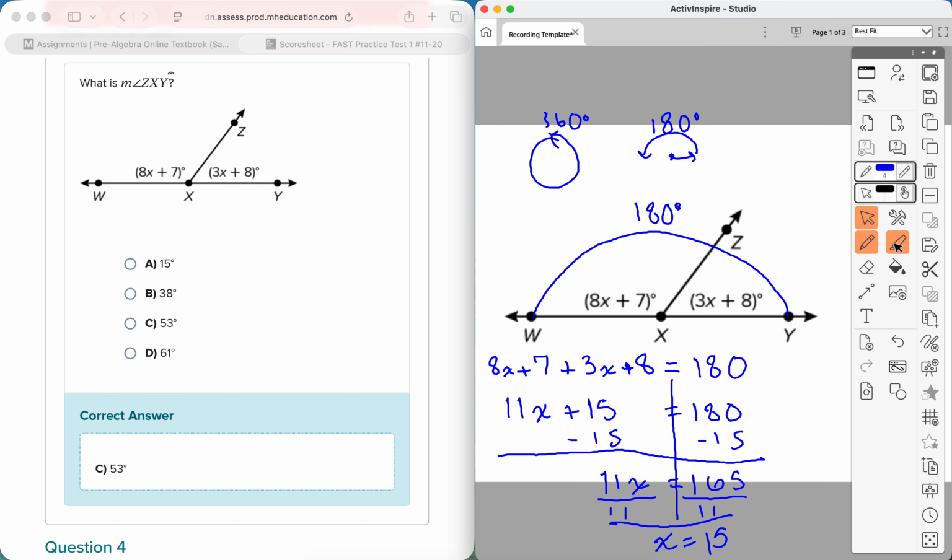So the way they name angles, you kind of just follow the letters. Angle ZXY is this angle. This angle is 3x plus 8. 3x plus 8 isn't an option because we need to plug in the answer we just got. If x is 15, then I can turn this into a number by just evaluating 3 times 15 plus 8.